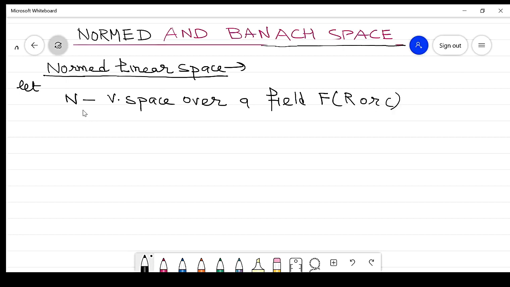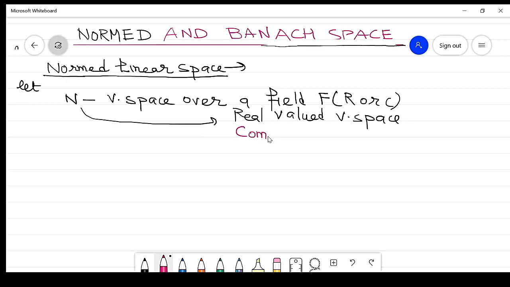If the field is R, then this vector space is called a real valued vector space. If the field is complex, then this is called a complex valued vector space, right? So that is the difference between real valued vector space and complex valued vector space. In the real valued vector space, the field is real, and in the complex valued vector space, the field is complex.